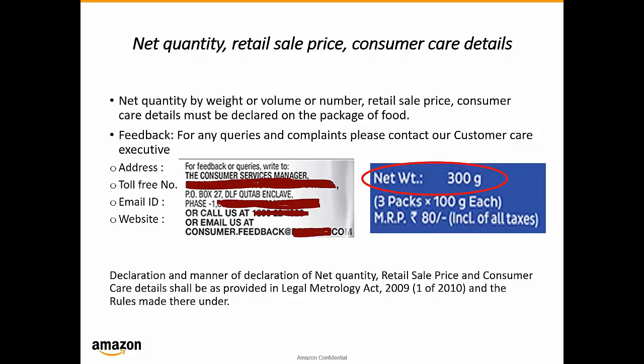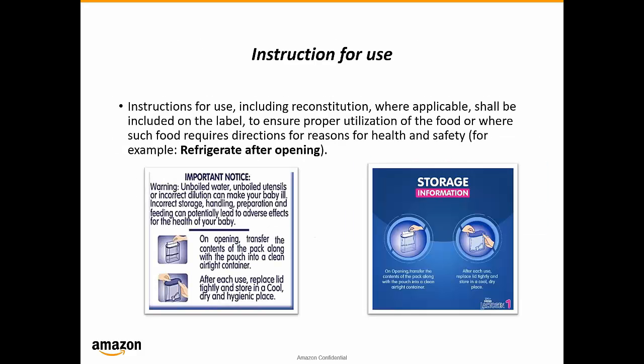Next thing is MRP, meaning that the retail sale price should be written on the product, so that the customer knows at what price they are buying. If they're buying something, that price should be displayed on the product. Instructions of use. So instruction for use is also very important from the product storage or utilization perspective.